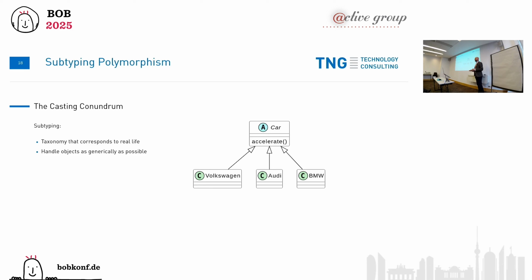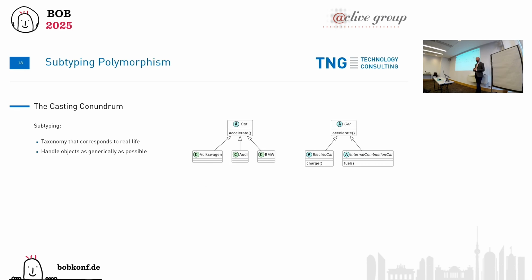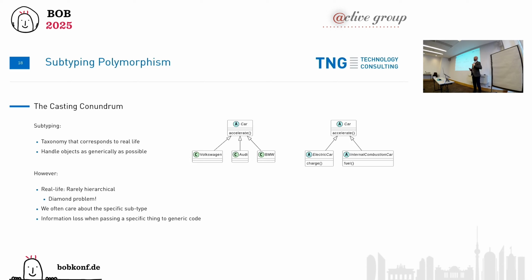Problems arise when we have multiple conflicting taxonomies. In our case, we want to categorize cars by their brand, but we also could categorize them by their engine. And that starts breaking our clear hierarchies. We have to decide for one branch of taxonomy, otherwise we're going to run into the diamond problem. And in addition, we often enough do care about the specific subtype. For example, when you want to refuel your electric car at a gas station.